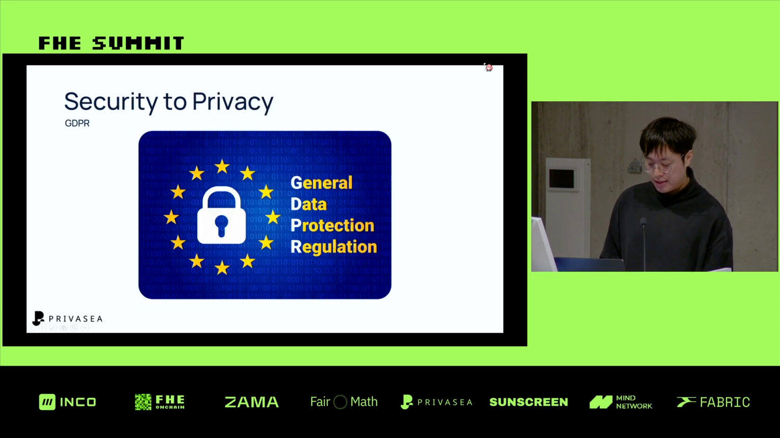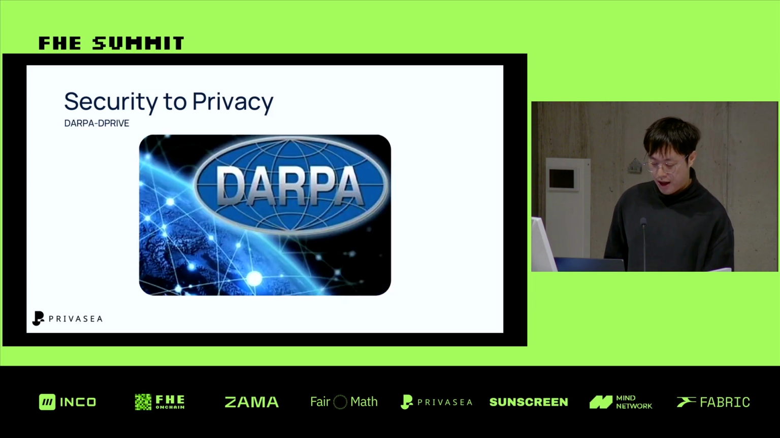But at present, the GDPR in Europe and the DPRAV program launched by DARPA in the United States not only tell us to protect security during data sharing, but also highlight the protection of data privacy during its use. This transition from security to privacy cannot be guaranteed by traditional encryption schemes, right?